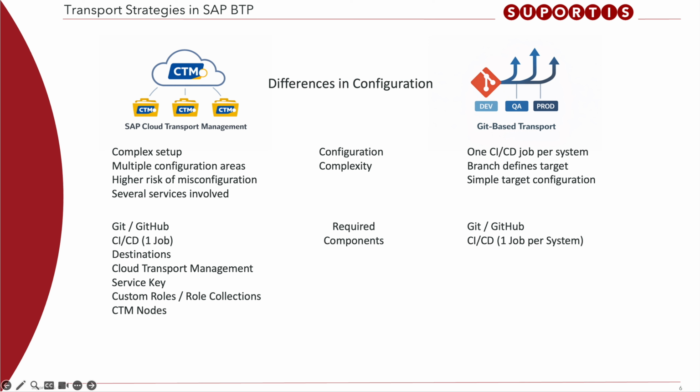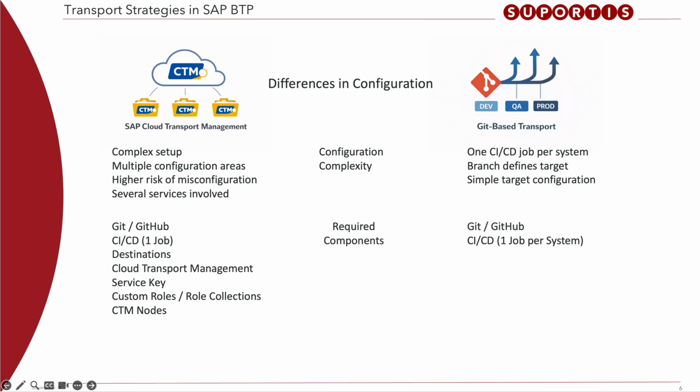Let's also compare the required components. On the left side for CTM, we need several elements. We need Git, GitHub, one CI/CD job, additional destinations, the Cloud Transport Management Service, a Servicekey, custom role collections, and defined transport nodes. This increases architectural complexity.